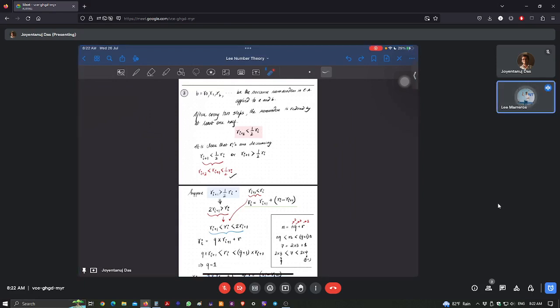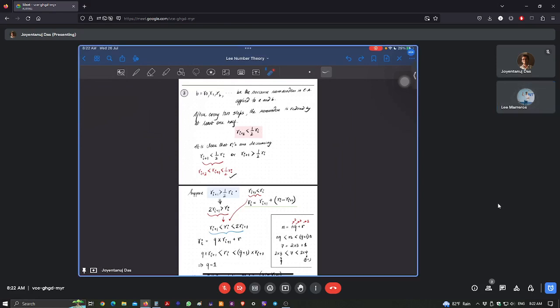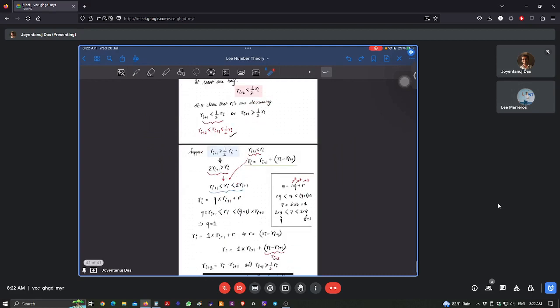Okay, I understand. Both are possible. For this case, it is easier because Ri plus 1 is less than half of Ri, and I know that Ri plus 2 is less than Ri, so I can combine these two and get this one easily. The only case where I have to do work is when Ri plus 1 is greater than half of Ri. Then I have to do some work and adjustment.